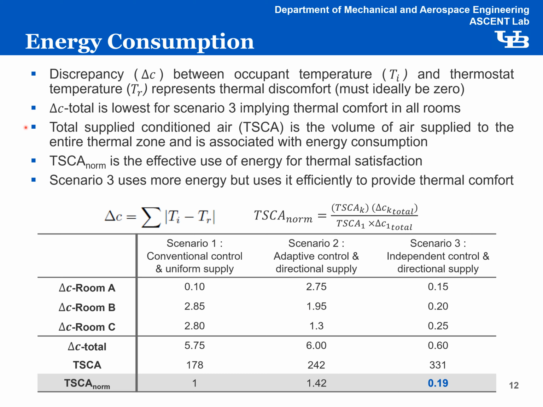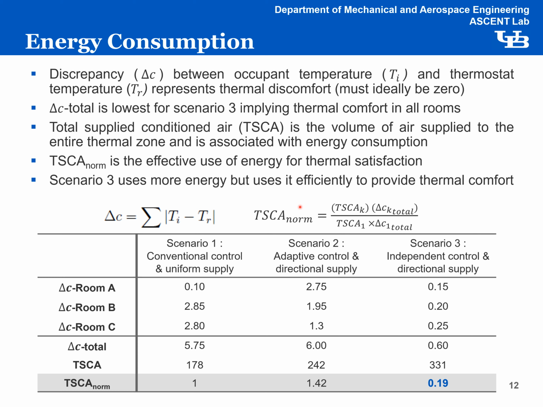To quantify the energy consumption, the total volume of conditioned air supplied to the thermal zone is calculated. The energy consumption, or TSCA, is minimum for Scenario 1 and is maximum for Scenario 3. However, Scenario 1 does not achieve the primary purpose of providing thermal comfort. Therefore, to understand the efficient utilization of air, a normalized TSCA is calculated, which accounts for the energy consumption and temperature discrepancy.